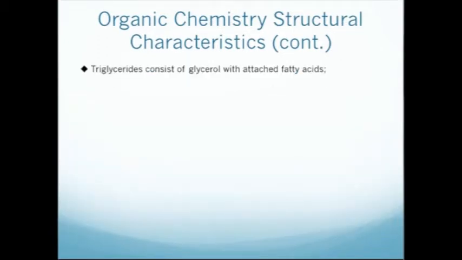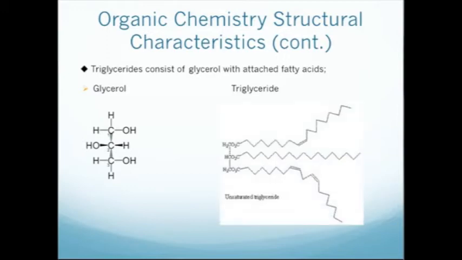Triglycerides consist of glycerol with attached fatty acids. So this is what glycerol looks like. It's basically a 3-carbon chain with 3 hydroxy groups on it. That's the OH group. And then in a triglyceride, you've got long chain fatty acids that tack into that OH group. And now you've got an unsaturated triglyceride. And it's unsaturated because you can see where there are some double bonds drawn in there. If it was a saturated triglyceride, there would be no double bonds. It would all be filled with hydrogens.